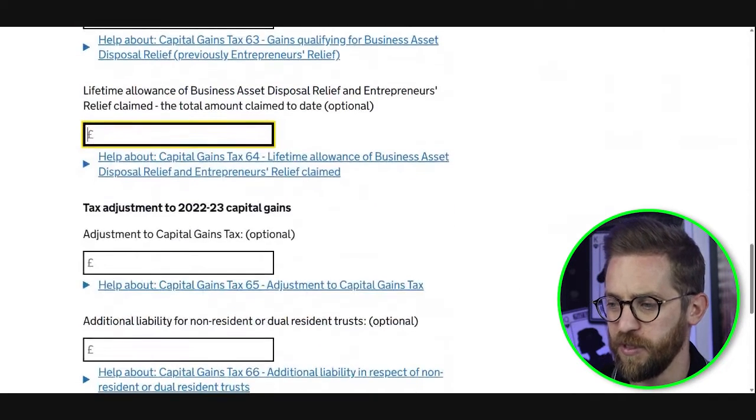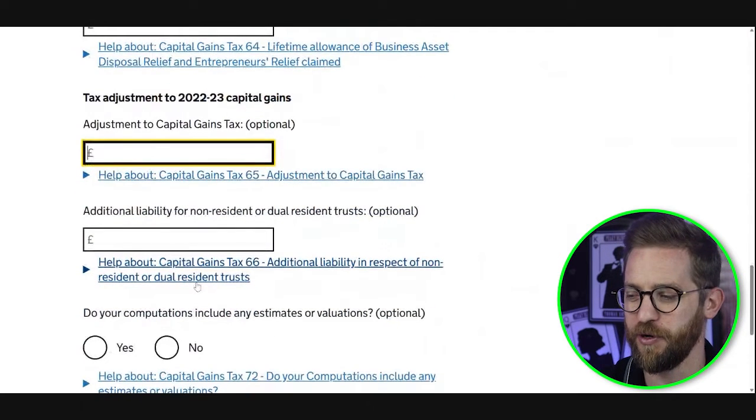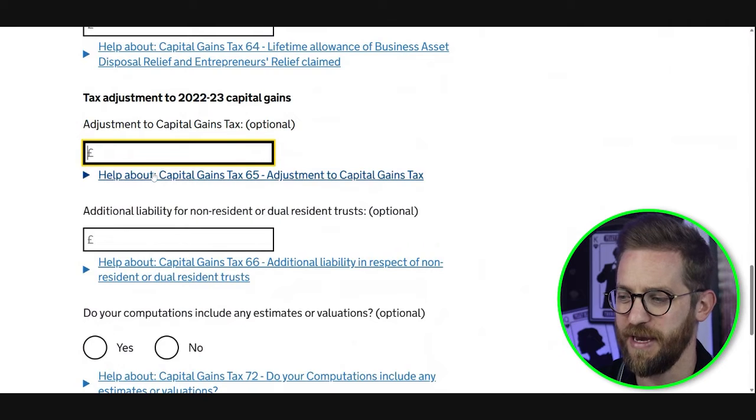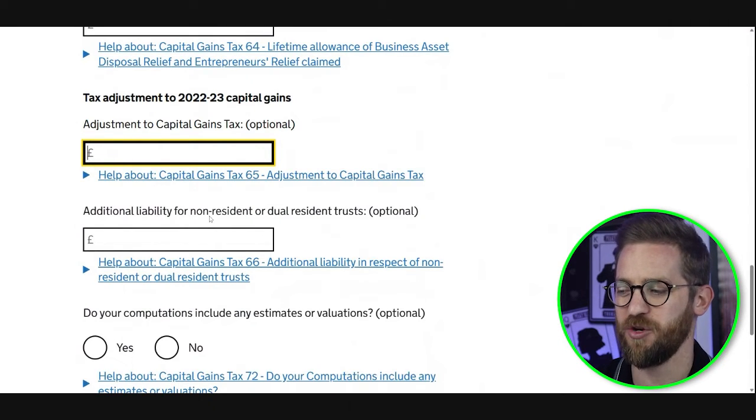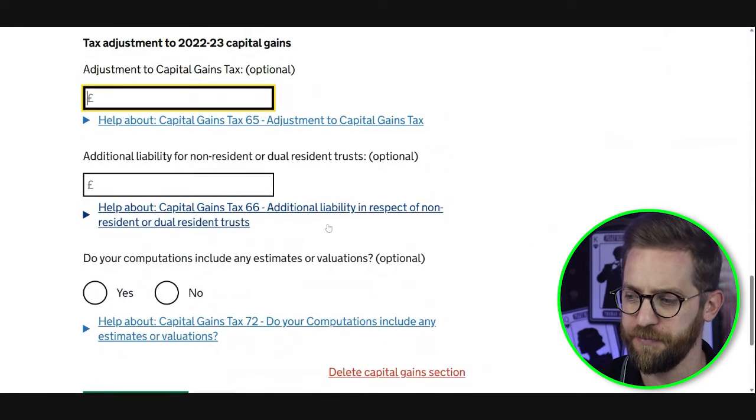And then at the bottom, we've got adjustments to capital gains. These adjustments are going to be pretty rare, so I'm not going to put anything in here. Again, you can see below, additional liability for non-resident or dual resident trust. We're not a trust, so these are not going to apply.